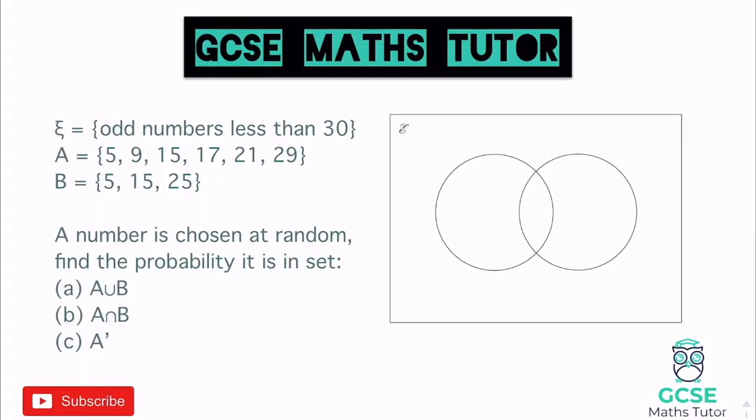And to be honest, before we start, we need to just have a look at this little symbol here. This just means the universal set. It just means all the numbers that are going to go inside this Venn diagram somewhere in there. And in that, it says all the odd numbers less than 30.